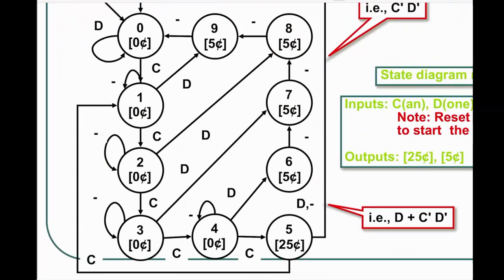You have 10 states over here. State 0, 1, 2, 3, 4, 5, 6, 7, 8, 9. So 0 through 9, those are your 10 states. Now, as you are moving from one state to the other, you are not vending any money. 0 cents, 0 cents, 0 cents, and for state 4, 0 cents. But if you are in state 5, the output is a quarter. If you are in state 6, 7, 8, or 9, the output is 5 cents.